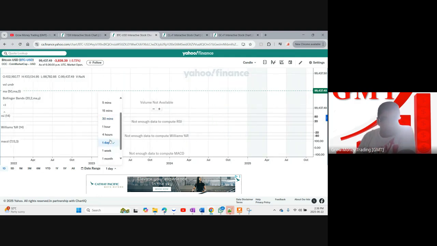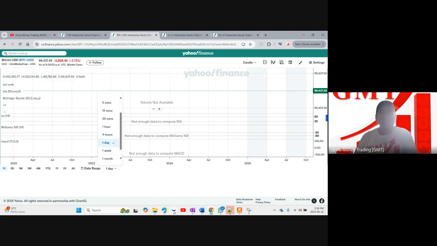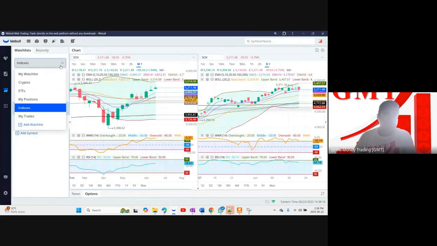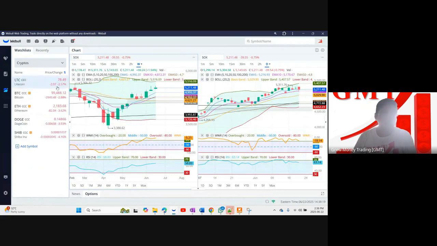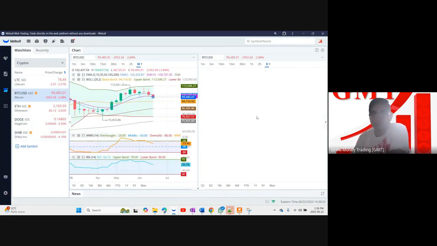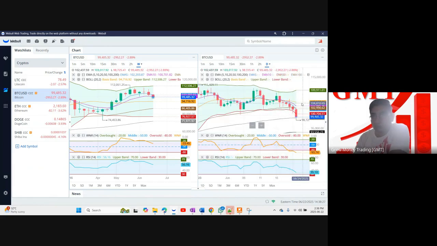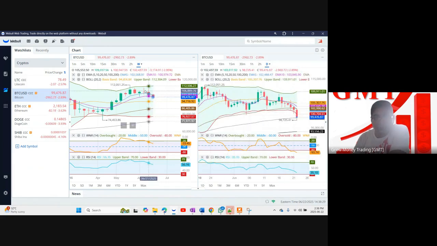It's not showing up in the daily chart. Yes, let's see on Webull then. Yeah, so it's a clear bearish trend. The Williams R and RSI is clearly showing downfall.